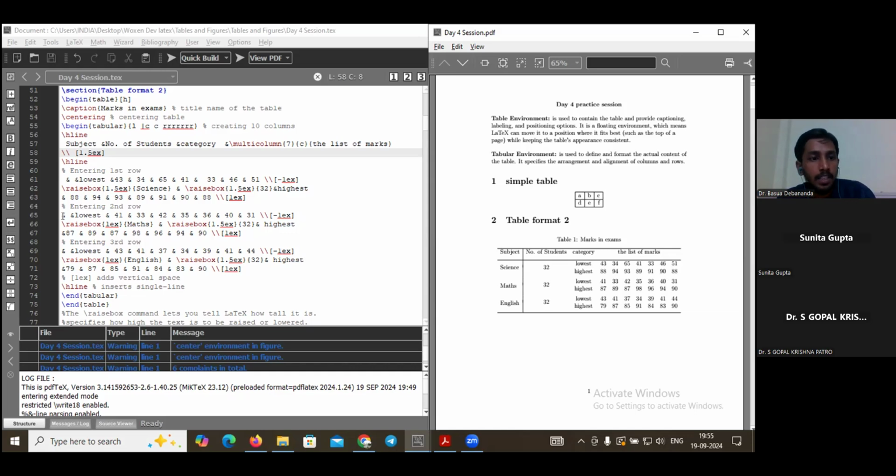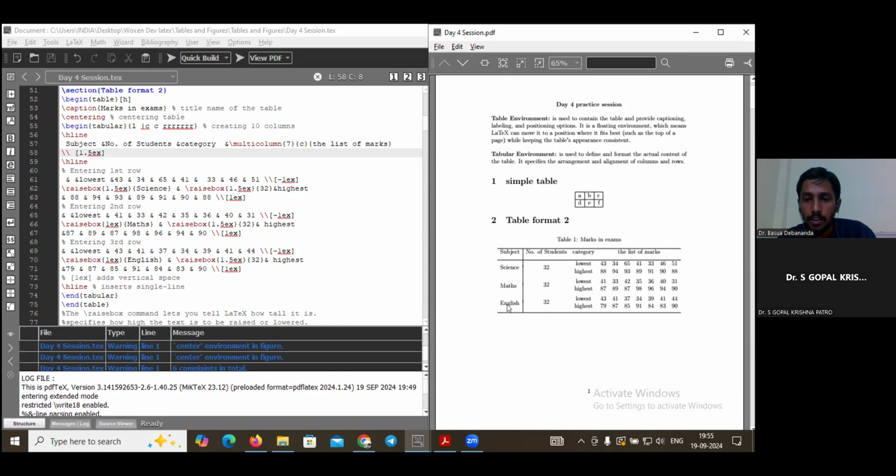Now we will come to the second row. I am considering this as the heading: this is first, this is second, this is third. I will do the same for all of these. For maths, again I have to write this, so I have written space, ampersand, space, then ampersand, then lowest, then the numbers. Because I want maths in the center of these two, you can observe the lowest and highest.